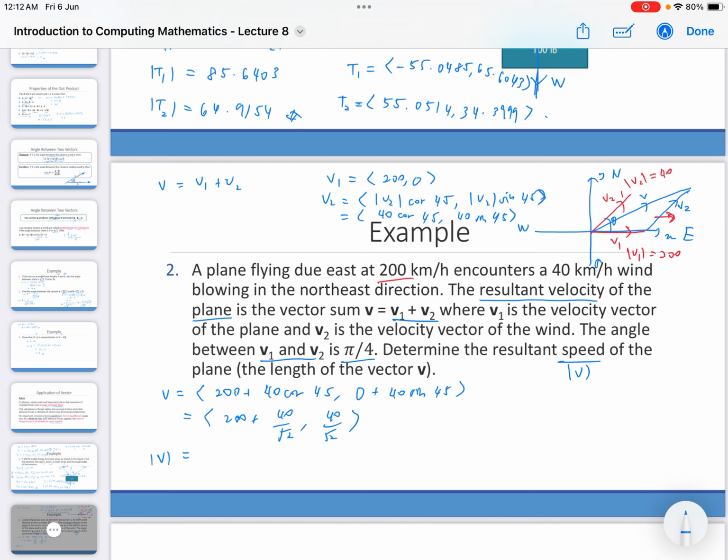Then we want to find the norm of v. The norm of v is equal to the square root of x squared plus y squared, so the square root of (200 plus 40 over square root 2) squared plus (40 over square root 2) squared. When we solve this one, we get the magnitude equal to 230.0298 kilometers per hour.